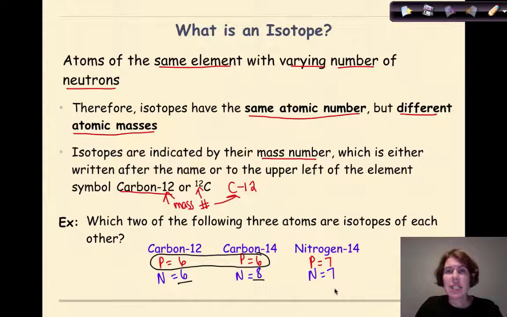Nitrogen 14 is not an isotope of these, for the primary reason that it doesn't have the same number of protons, therefore it's not the same element. That by itself pretty much disqualifies it from being an isotope of carbon. So carbon 12 and carbon 14 are isotopes of each other. They have the same number of protons but different number of neutrons.